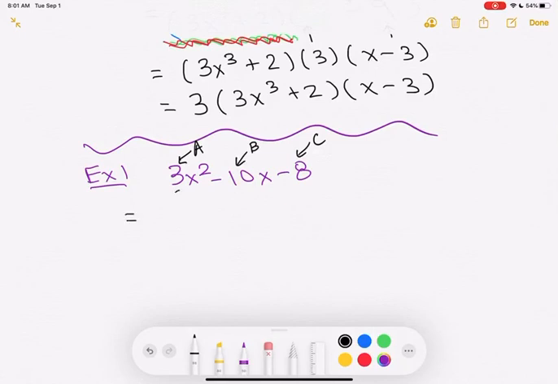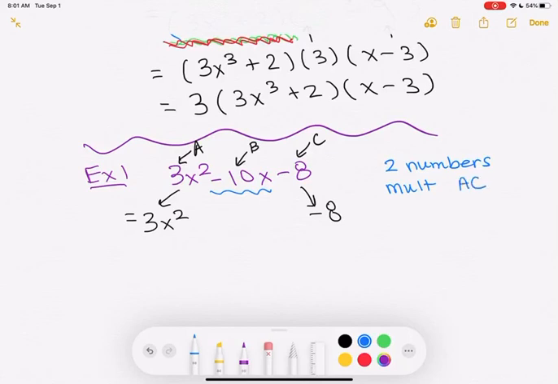Before I break it apart, I'm just going to rewrite this 3x squared right here and this negative 8 right here. The piece we're going to break apart is this negative 10x. We're breaking him apart to force this to have 4 terms so we can use our factor by grouping. To figure out what those 2 numbers are, we want to find 2 numbers. Let me write this down because this can get a little bit confusing. 2 numbers that when we multiply them, we get A times C. But when we add them, we get B.